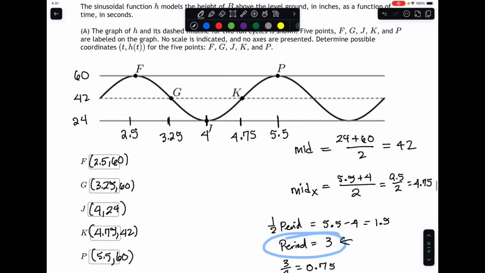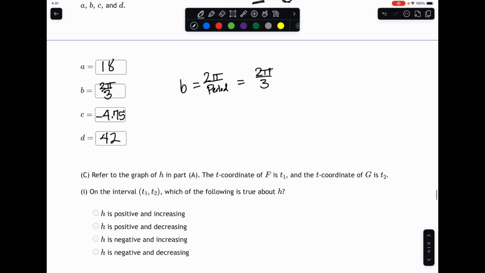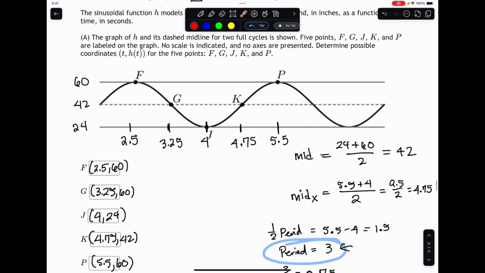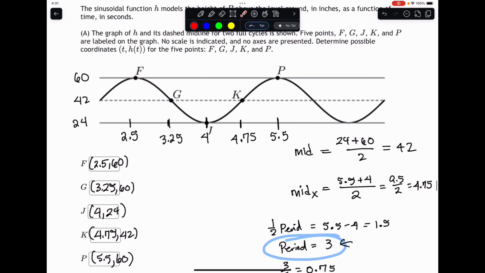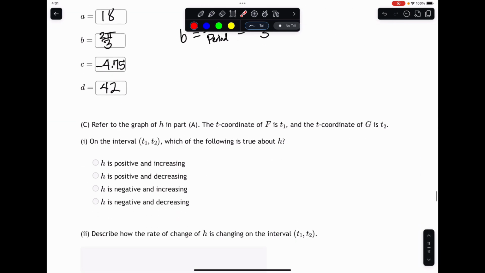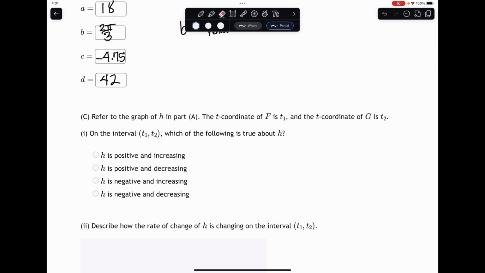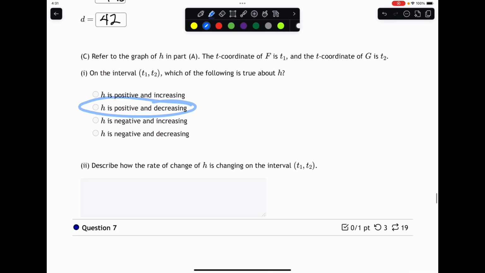So F to G. Our y values are both positive and it's going down. And since it's going down, that's going to be this answer right here, positive and decreasing. Let's describe how the rate of change is changing in those same intervals. Well, since it's decreasing, that means that the rate of change is going to be a negative value, and since it's concaving downwards, it's also decreasing.